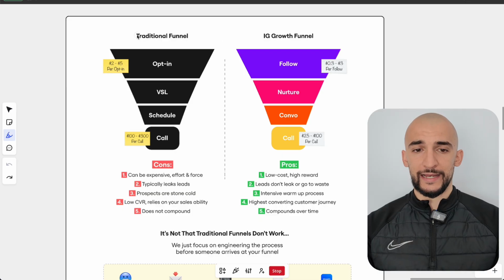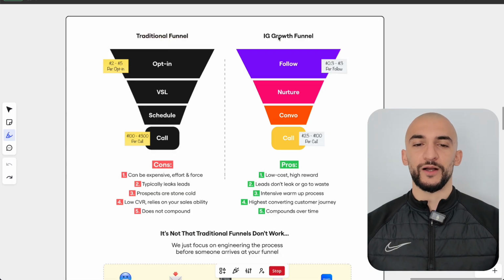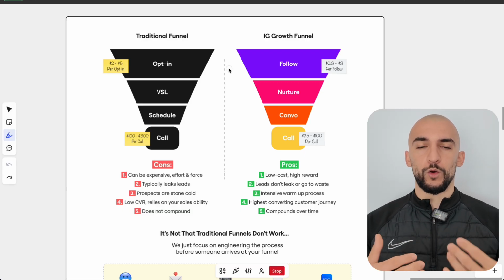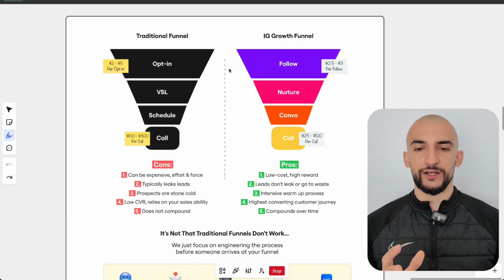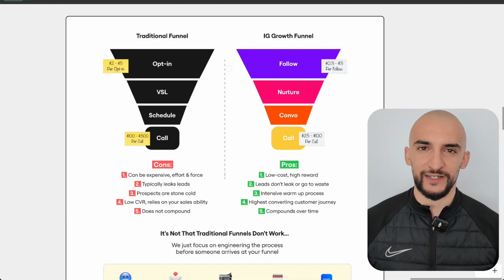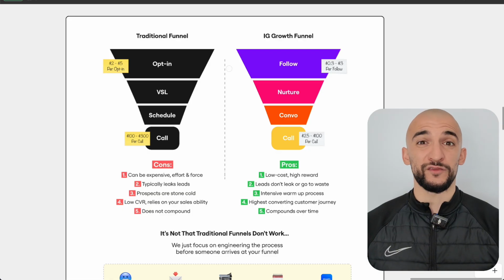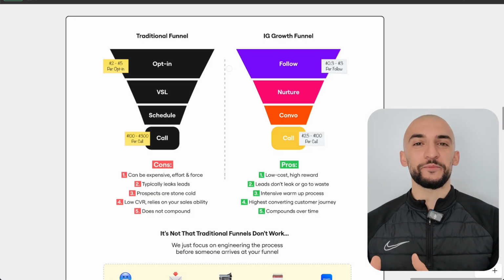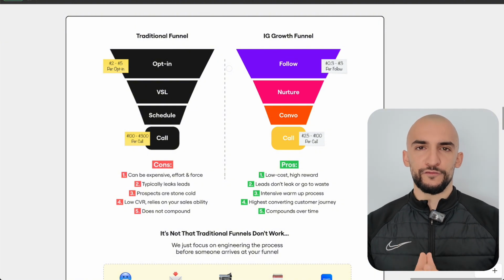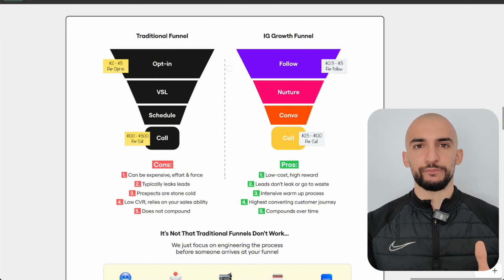Bear in mind, I'm going to show you how you can integrate the traditional funnel into the Instagram growth funnel. I'm not shitting on VSLs. I'm not saying that VSL funnels don't work. What we focus on is engineering the journey before the funnel. Because at the end of the day, guys, the gurus are going to tell you different, but every single funnel works. There are going to be people out there saying this funnel's the best, this funnel's the best, and so on. Every funnel works. It's more about the journey before the funnel.